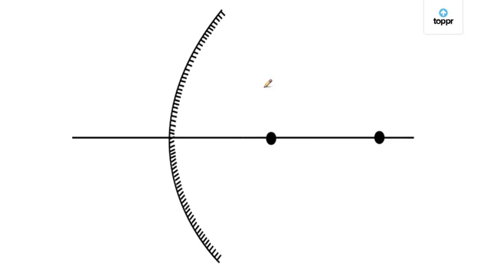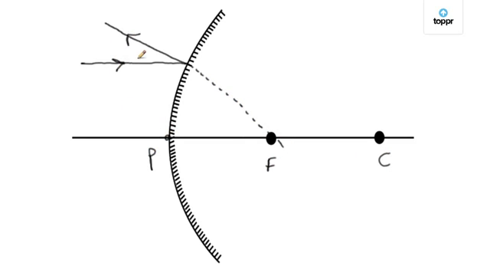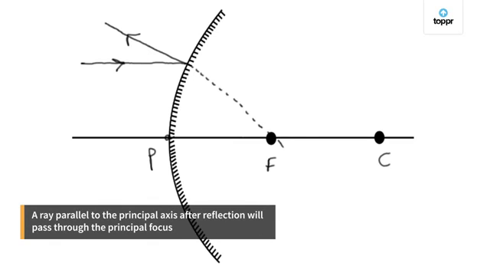Now, similarly for a convex mirror, a ray parallel to the principal axis on extension passes through the focus. Thus we can say a ray parallel to the principal axis after reflection will pass through the principal focus in case of a concave mirror, or appear to diverge from the principal focus in case of a convex mirror.